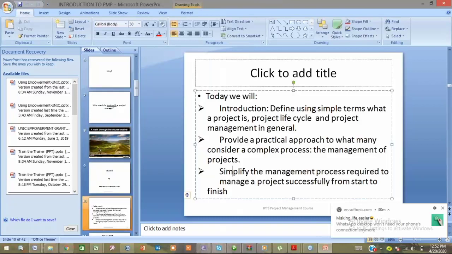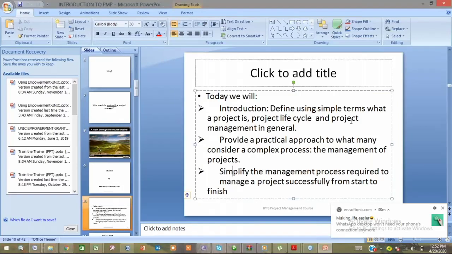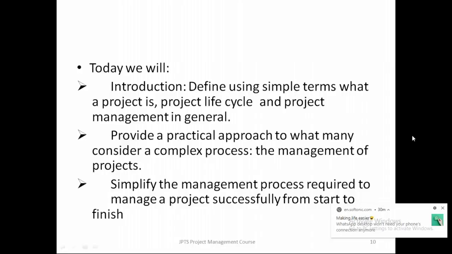Definition of project. We will be looking at the definition of project itself, and while we look at the definition of project, we will be looking at some other terminologies, as it is very important to the course.